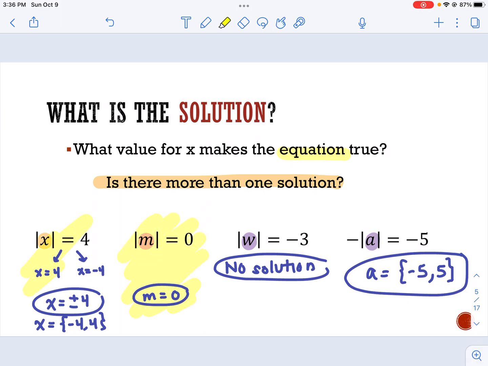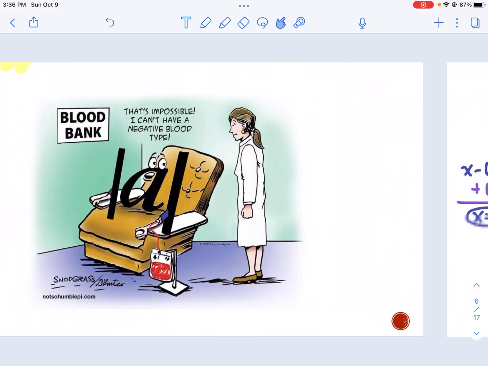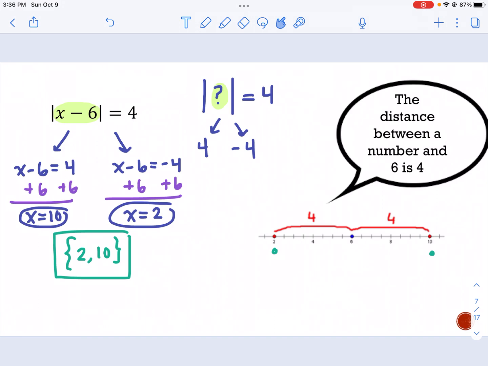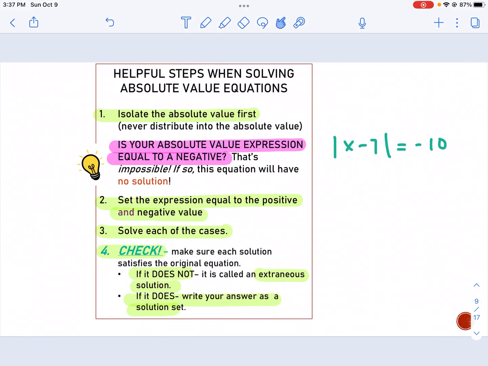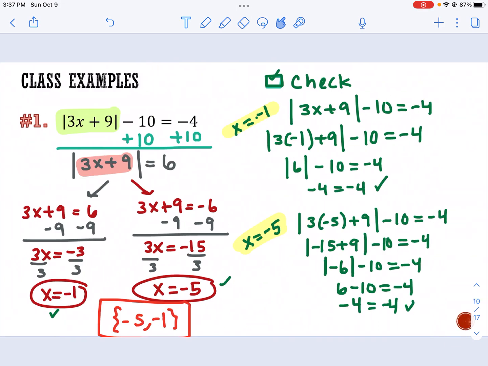Sometimes I have 2 solutions. Sometimes I have no solution, when an absolute value is equal to a negative. We then looked at a simple absolute value expression, and we talked about how we can split that expression up into the positive value and the negative value. We then looked at more complex absolute value equations, and we talked about the importance of first isolating my absolute value expression that's highlighted in bright green, and then splitting it up into 2 different sections.